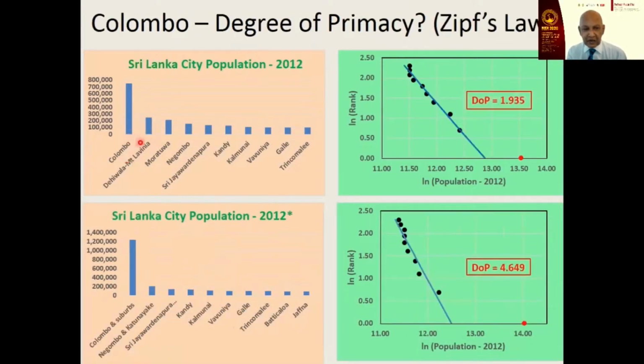Now, you can look at this in a different way as well. So this is when you have the biggest city, the next biggest, actually the next biggest, Dehiwala Mount Lavinia, is not really a separate city. It is connected to Colombo. It is actually Greater Colombo.